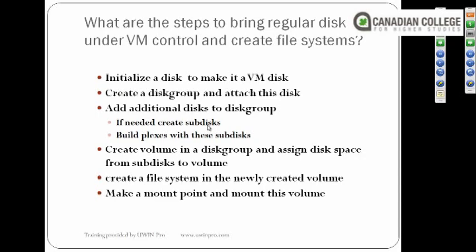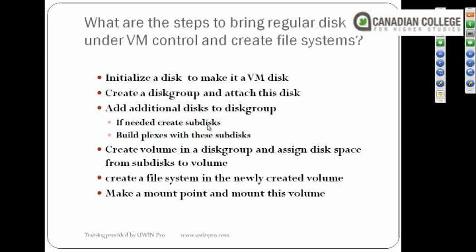Do you have the disk group before the VM disk? No, VM disk first and then the disk group. Out of this group, you can make subdisks, and more than one subdisk together will make a plex. One plex can be a mirror, so we can have two plexes to make a two-way mirror. Mirror means the data is copied to two hard drives or two plexes at the same time. So if this plex dies, we have another plex.